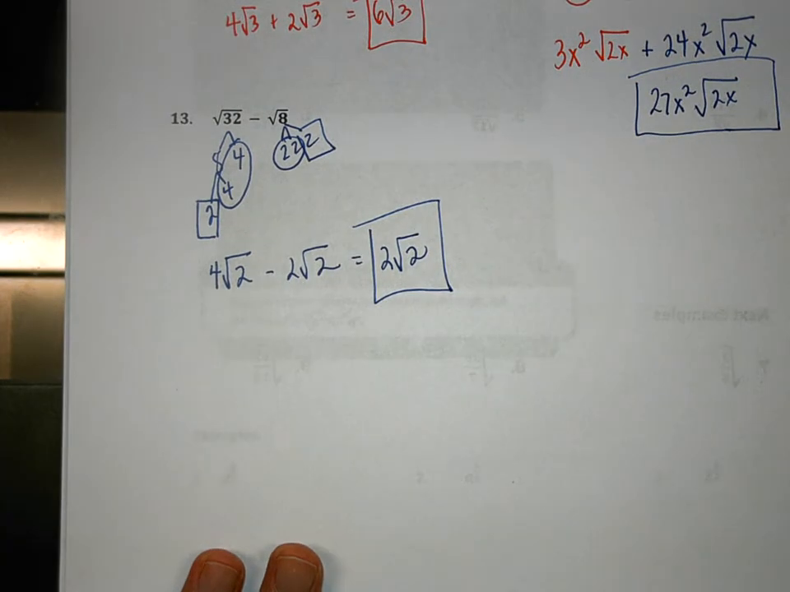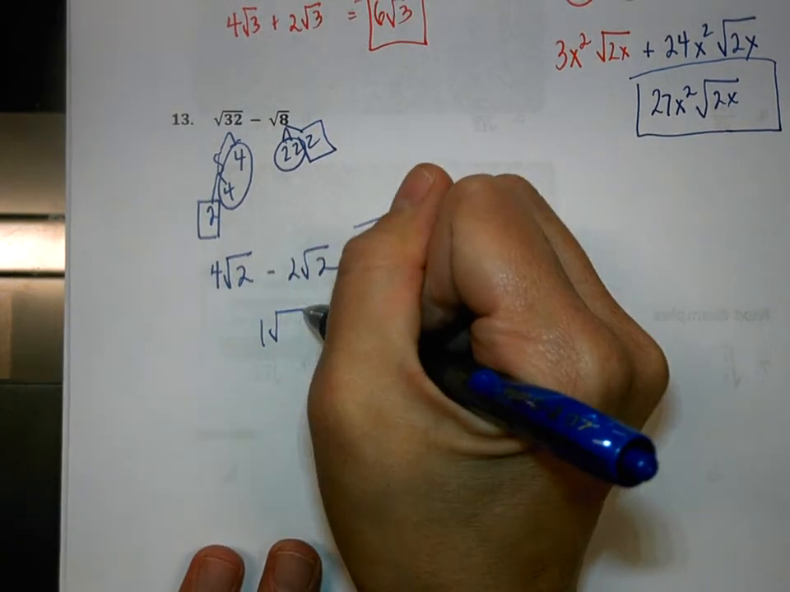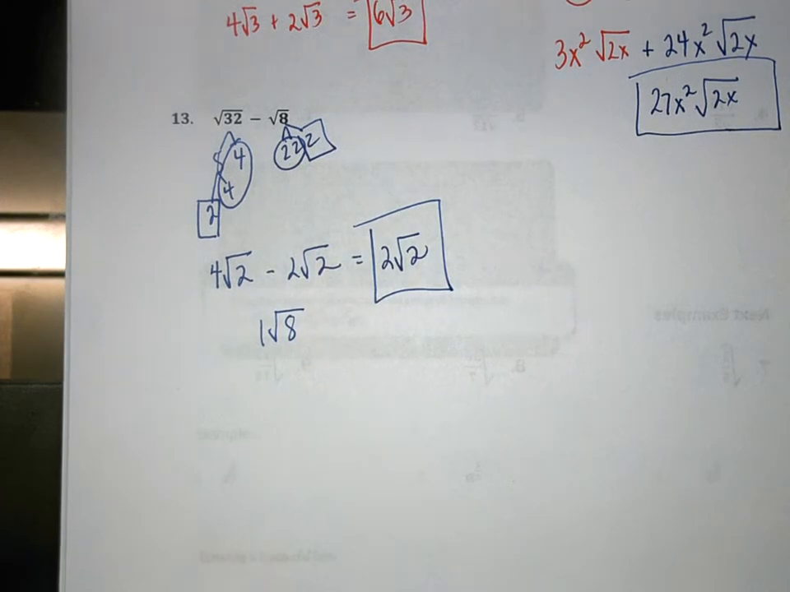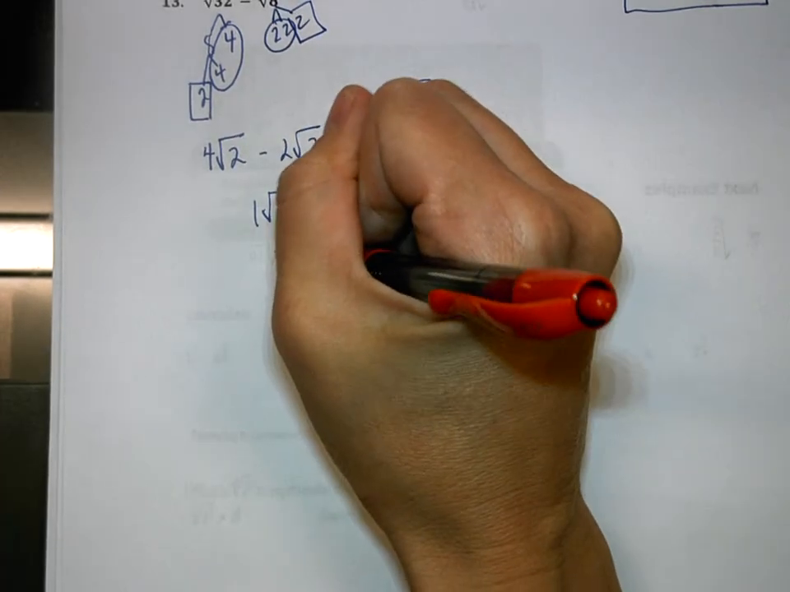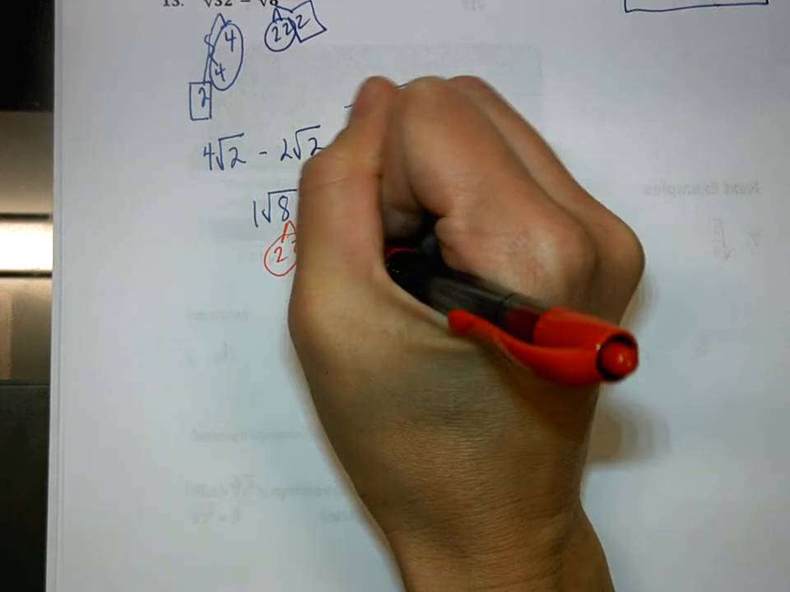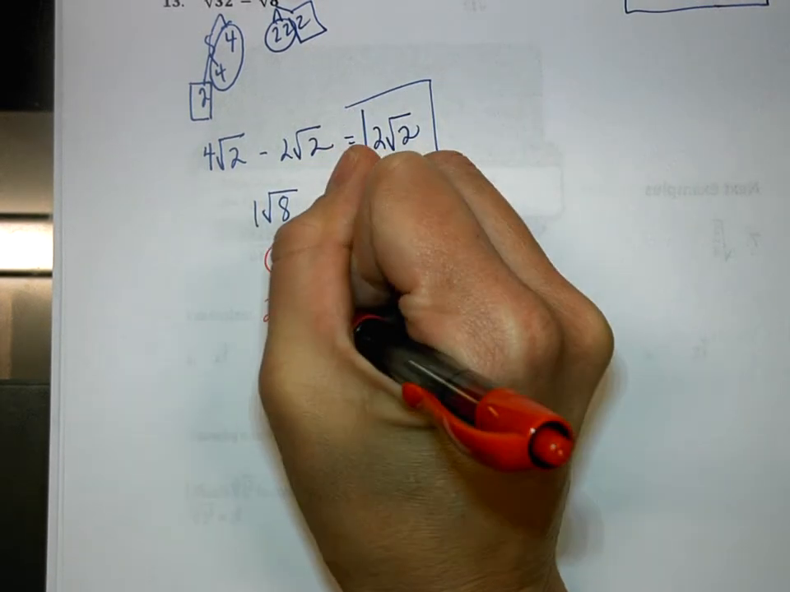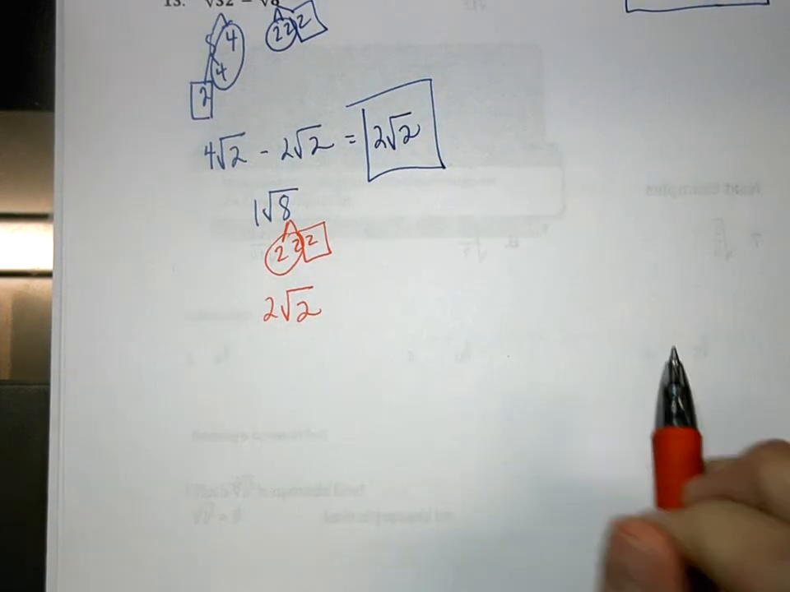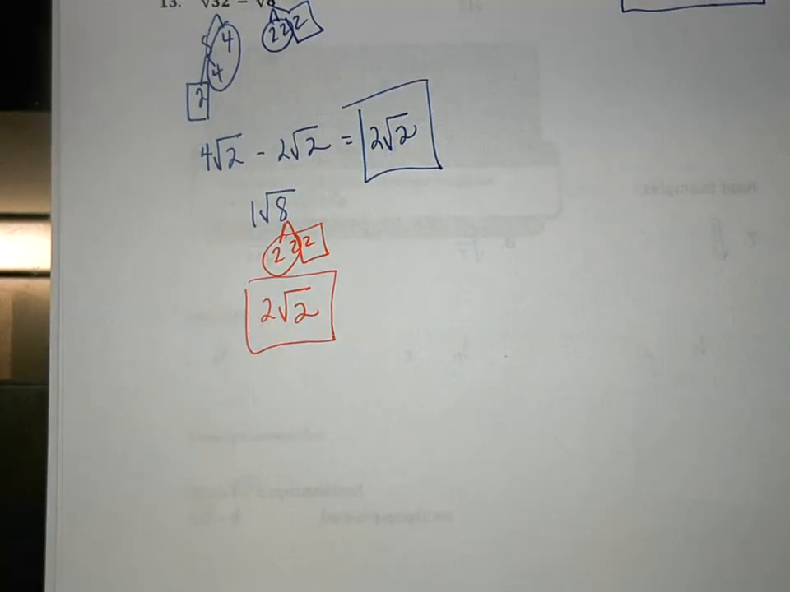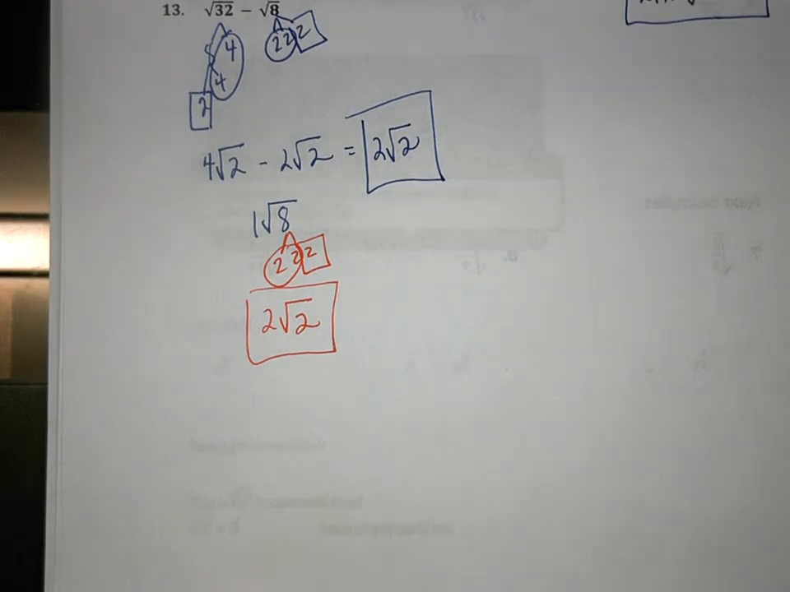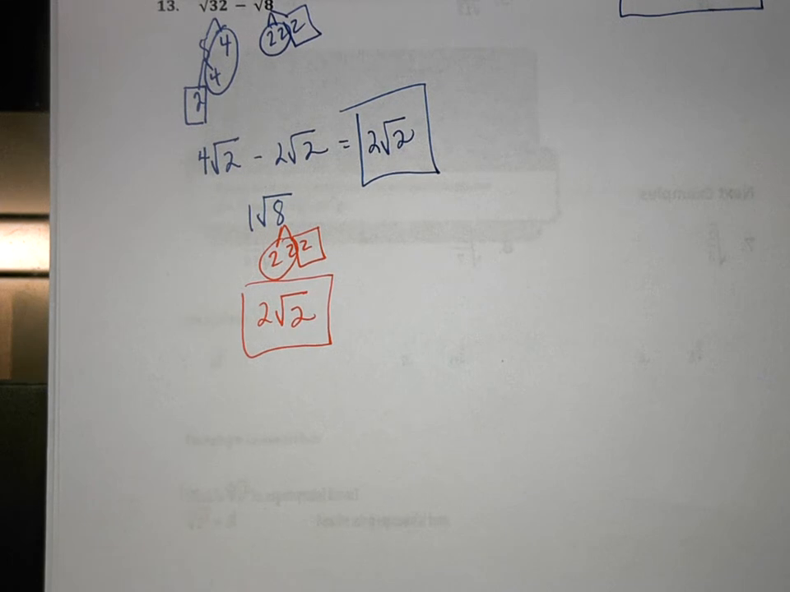If you got 1 root 8, which I think some of you did, do you understand how that's okay, but 8 still breaks down to 2, 2, and 2? You'd have a pair of 2s and a 2 left over, so that still gives you the answer of 2 root 2. You have to simplify under the root. So if it can be broken down, you need to. Is that clear? Questions? No.